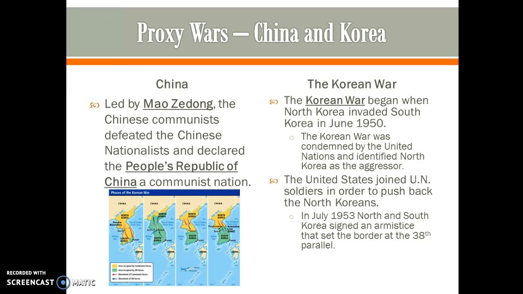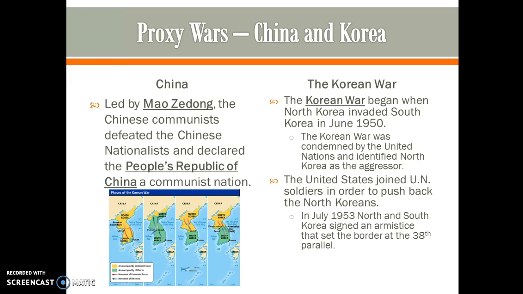The Korean War, however, began when North Korea invaded South Korea in June of 1950. The Korean War was condemned by the United Nations and identified North Korea as the aggressor. This United Nations condemning occurred when the Soviet Union was out on a break. Otherwise, the condemning would not have occurred. The United States joined the UN soldiers in order to push back the North Koreans back into what they considered to be North Korea.